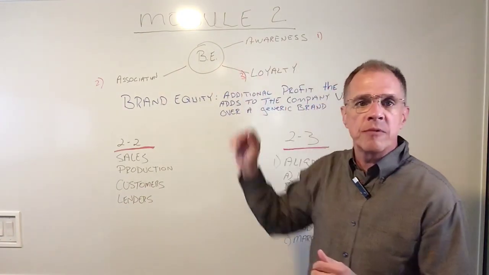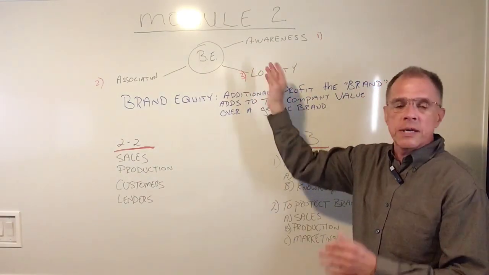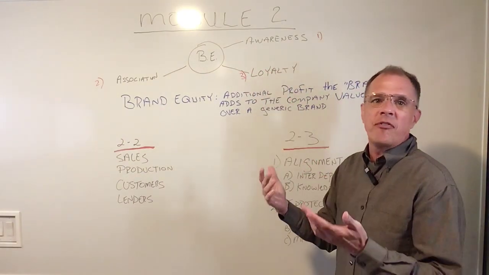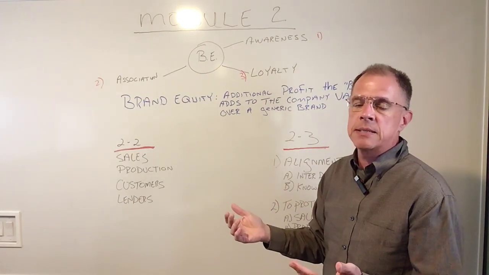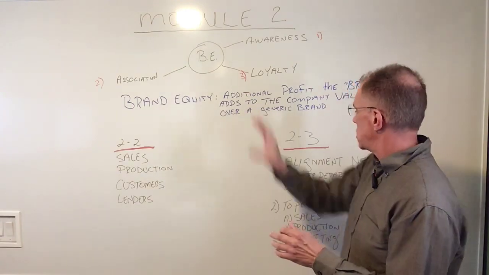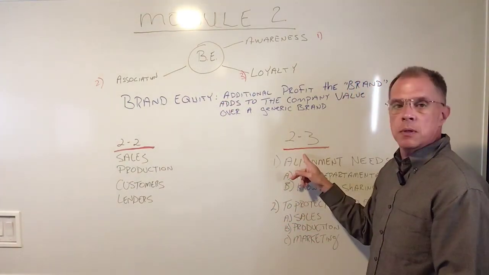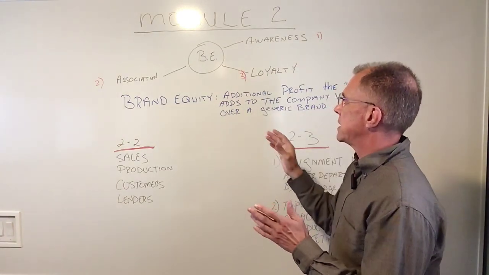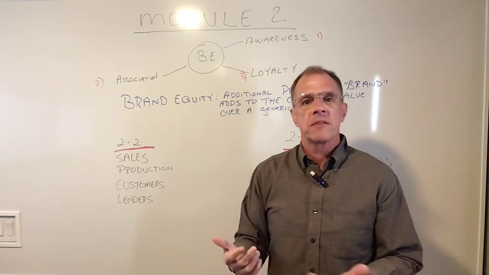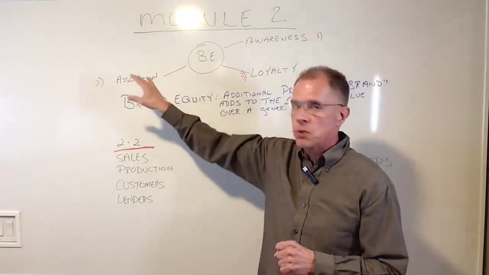And I'm going to spend some time reviewing brand equity here because it's critical, going forward, that you really have a good internalized sense of what it is. And also because you're going to have to understand brand equity in order to do assignment 2-3. So brand equity is simply, it has three legs. You can think of it as a three-legged stool. We've got brand awareness, brand loyalty, and brand association.